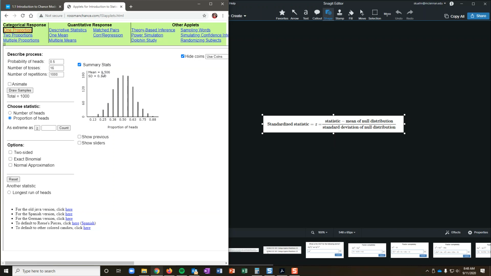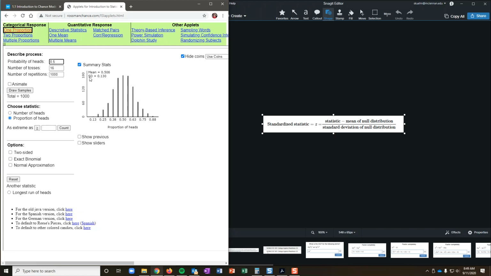And what we eventually find out is that when I simulate a bunch of repetitions, the mean of my simulation is almost dead on to the mean of my null that I'm looking at, which is why we don't really have to worry about the mean that's showing up here in the statistics for our formula that we're going to use.